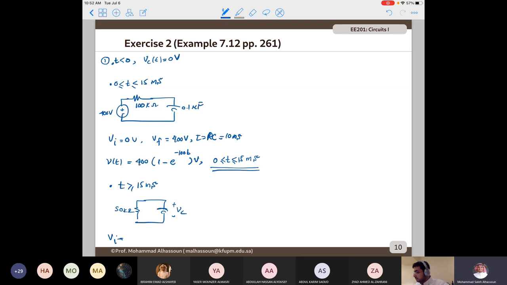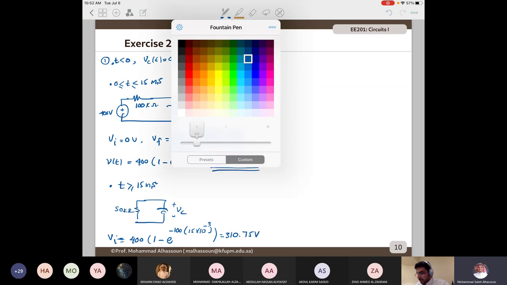Mohannad? Can I substitute 15 milliseconds in the expression for the voltage on the second position? Exactly, excellent. This is exactly what we need to do. We take the previous expression and substitute t equals 15 milliseconds, and this gives me the initial value. So 400 times (1 minus e to the power...), and it happens to be 310.75 volts. So this is the initial value.